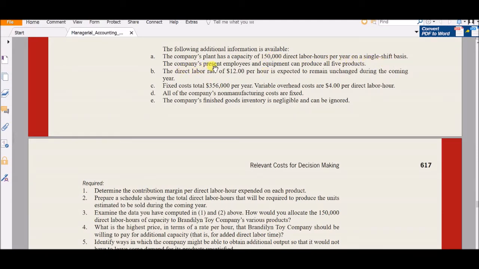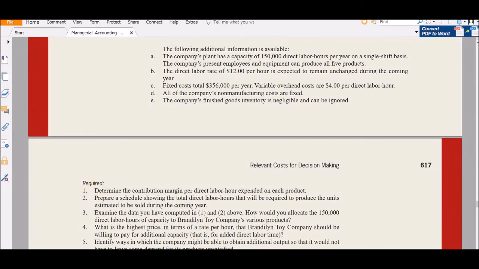The company's present employees and equipment can produce all 5 products. The direct labor rate is $12 per hour, and is expected to remain unchanged during the coming year. This is the fixed cost, and then the variable cost per direct labor hour. All of the company's non-manufacturing costs are fixed. The company's finished goods inventory is negligible and can be ignored.